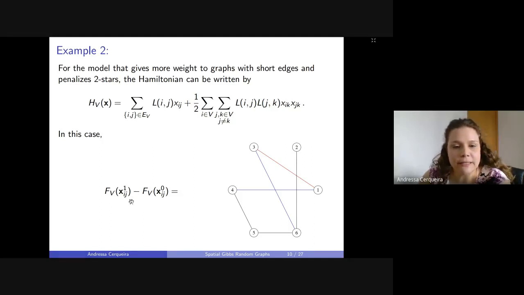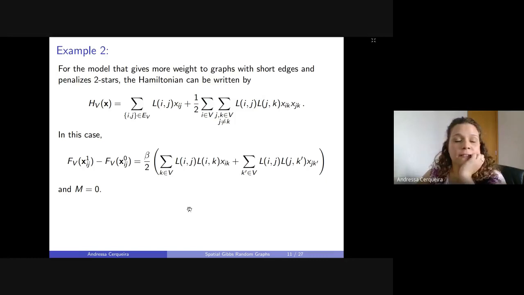Now if I remove the red edge, I will lose the star 1, 3, 6, and I lose the star 3, 1, 4. So all the stars that change in the graph are the ones formed by edges that are connected to vertex 3 and edges that are connected to vertex 1. For example, the star 4, 5, 6 has no connection with 3 or 1, so it doesn't change. It remains the same. So basically, what we are saying here is that this difference only depends on connections that I have with vertices i and j. That's what we want.